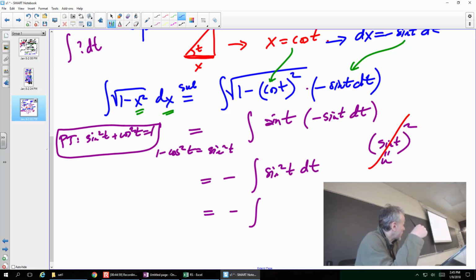But there is another formula for sine squared. Anybody remembers any idea of what we could turn sine squared t into? Well, there's a formula for the double angle. So it is definitely in the back of the book or in the beginning of the book. I think inside the cover.